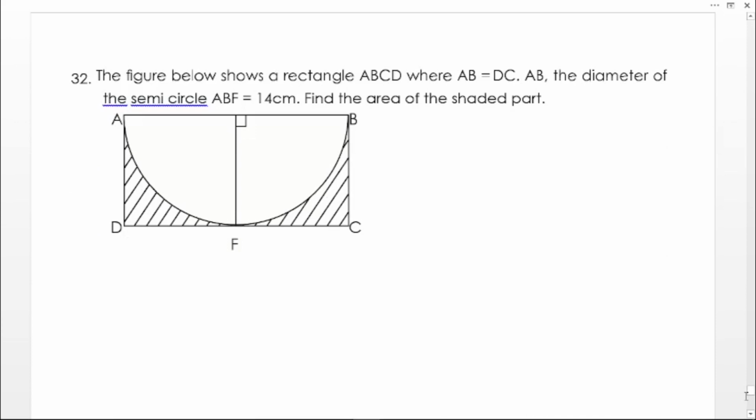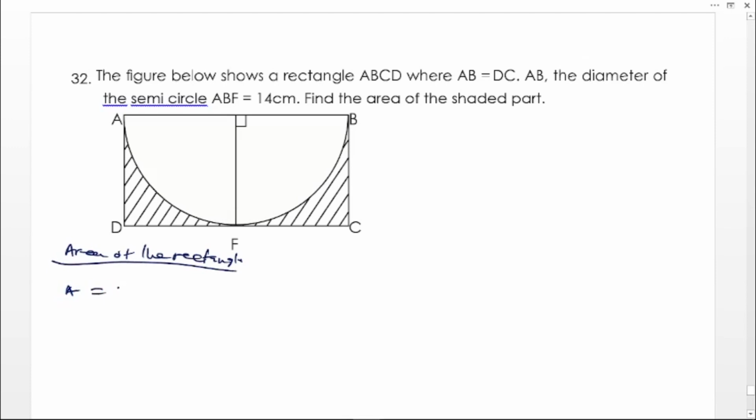Alright, number 32. The figure below shows a rectangle ABCD, where AB is equal to DC. And this AB is the diameter of the semicircle ABF, this one. Find the area of the shaded part. So to get the area of the shaded part, we have to get the area of the rectangle first. So let us get the area of the rectangle first here.